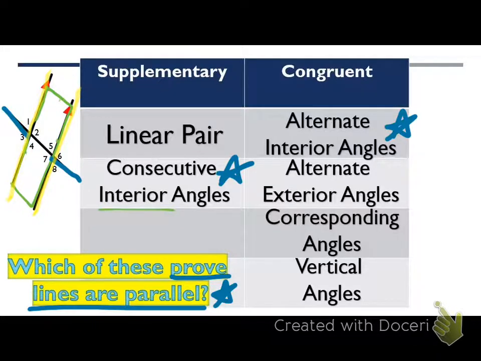Alternate exterior, they're just going to be located on the outside of the double lines and on opposite sides of this blue line, this transversal. So pick an angle on the outside. Well, I heard 1. That's the first thing I heard. 1 and 8. So 1 is sitting on, I already have it highlighted, it's sitting on this line, and 8 is sitting on this line. Is it enough information to prove that the two lines are parallel? Yes. If they are congruent, it is enough to prove. So alternate exterior.